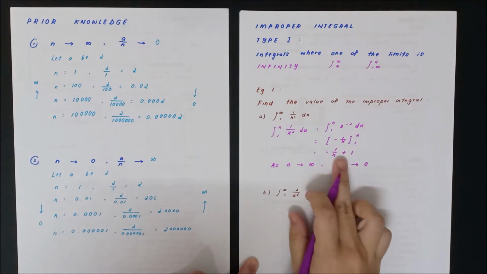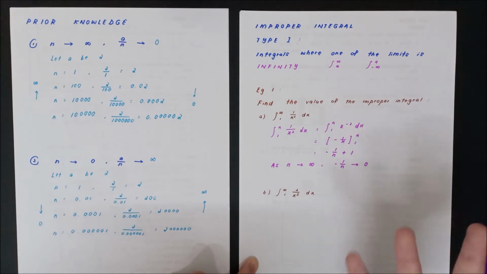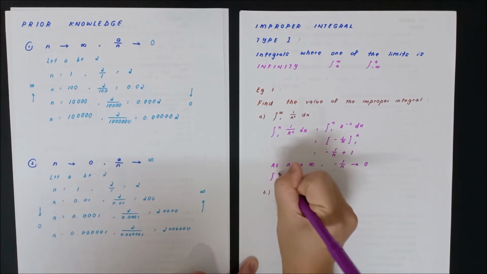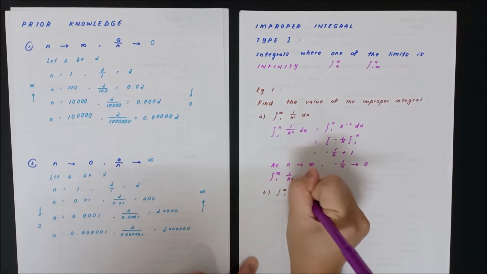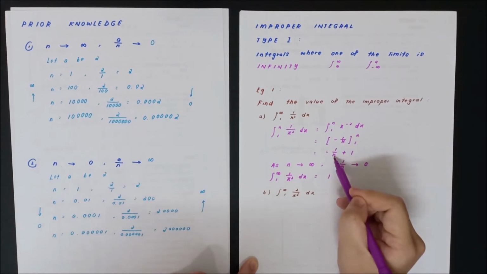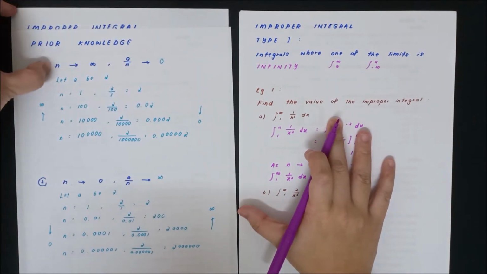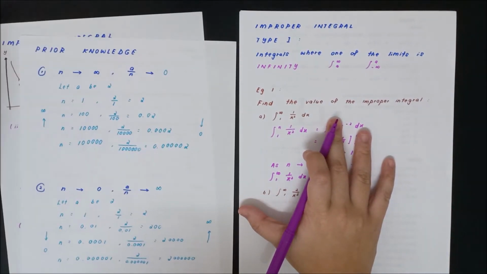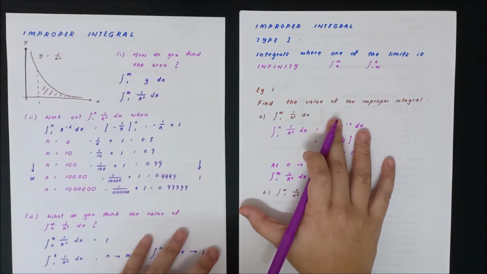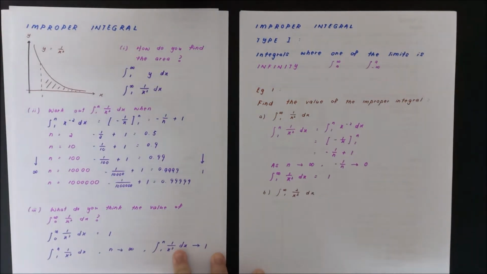Is that okay? Then if this term approaches 0, which means it gives 0 value to this function, the integral from 1 to infinity of 1 over x squared dx will equal 1, because 0 plus 1 gives you 1. So you see from the experiment that we did just now, you are getting the same answer, as the value is equal to 1.